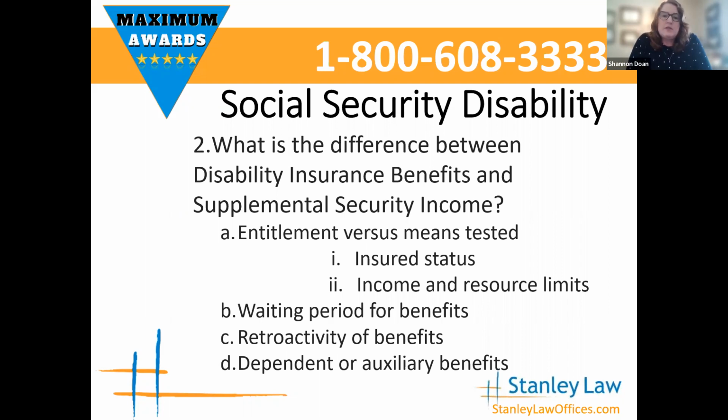Another key distinction between the two types of benefits programs are what types of benefits your family members could potentially receive. Social Security calls those dependent or auxiliary benefits. With disability insurance benefits, those based on your work record, it is possible that your spouse or your children could also be entitled to monthly benefits based on your finding of disability. Whereas with SSI benefits, the needs-based type of Social Security disability payments, dependent or auxiliary benefits are not possible, meaning that your spouse or your children would not be entitled to monthly payments, even if you were found disabled.